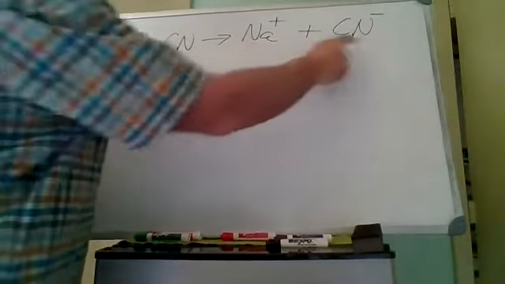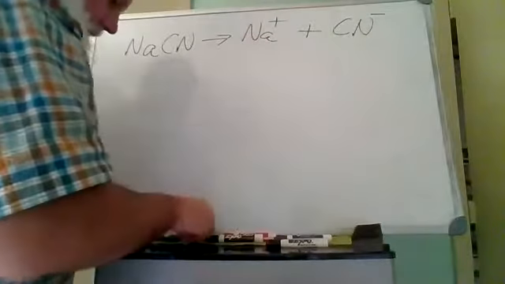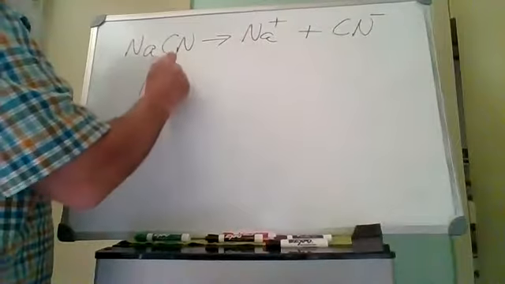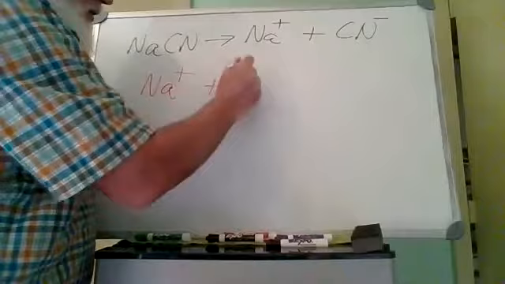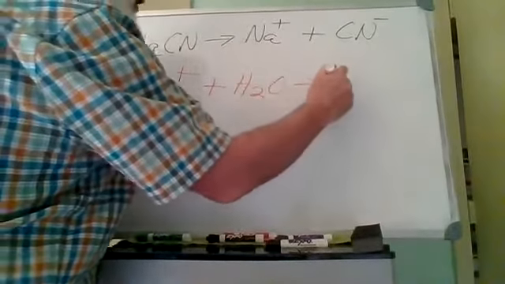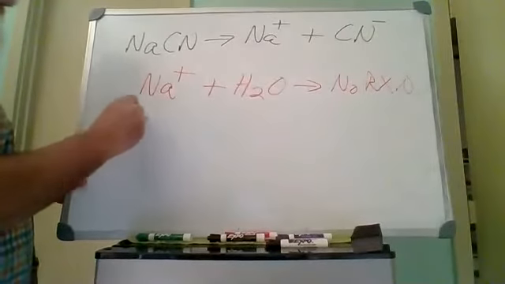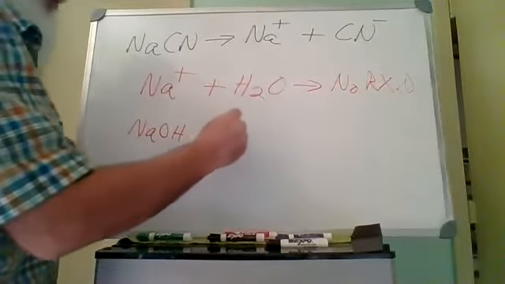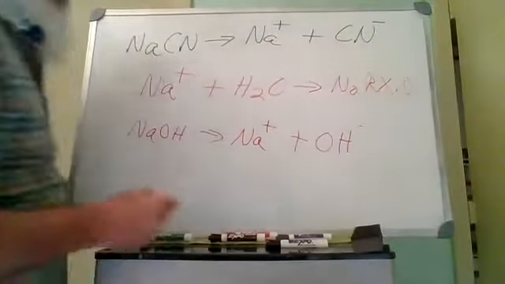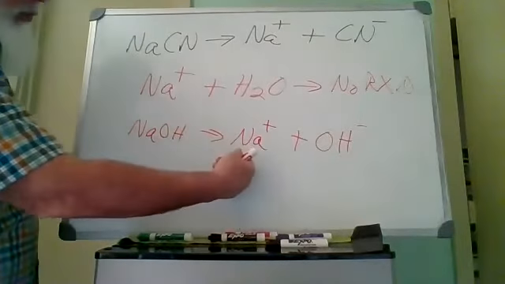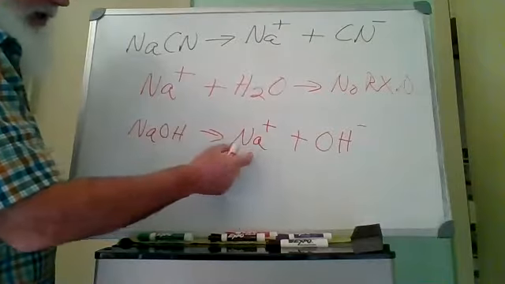Now how do we determine whether this solution is going to be acidic or basic? Well, we're going to take a look at how each of these reacts with water. Now we know that sodium cation comes from the ionization of a strong base. So this plus water is going to give us no reaction. Because remember, this came from sodium hydroxide dissolving in water, which gave us this plus hydroxide anion. Now, if this were going to react with water, it would reform sodium hydroxide. It would pull a hydroxide off of the water and reform this.